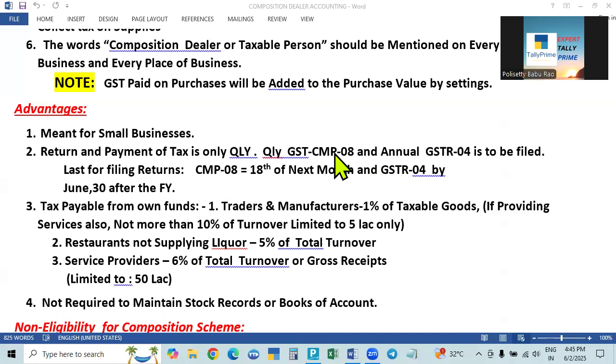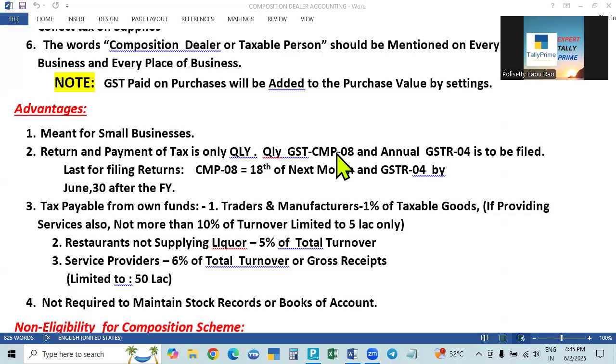On the total turnover of the 3 months, he has to pay the tax at a particular percentage, that we will come to later. At a particular very small percentage, he has to pay the tax. So file the CMP 08 statement and make the payment. This is called composition tax, because the composition dealer is paying a small percentage of tax instead of the regular tax, from his pocket. It is called composition tax.